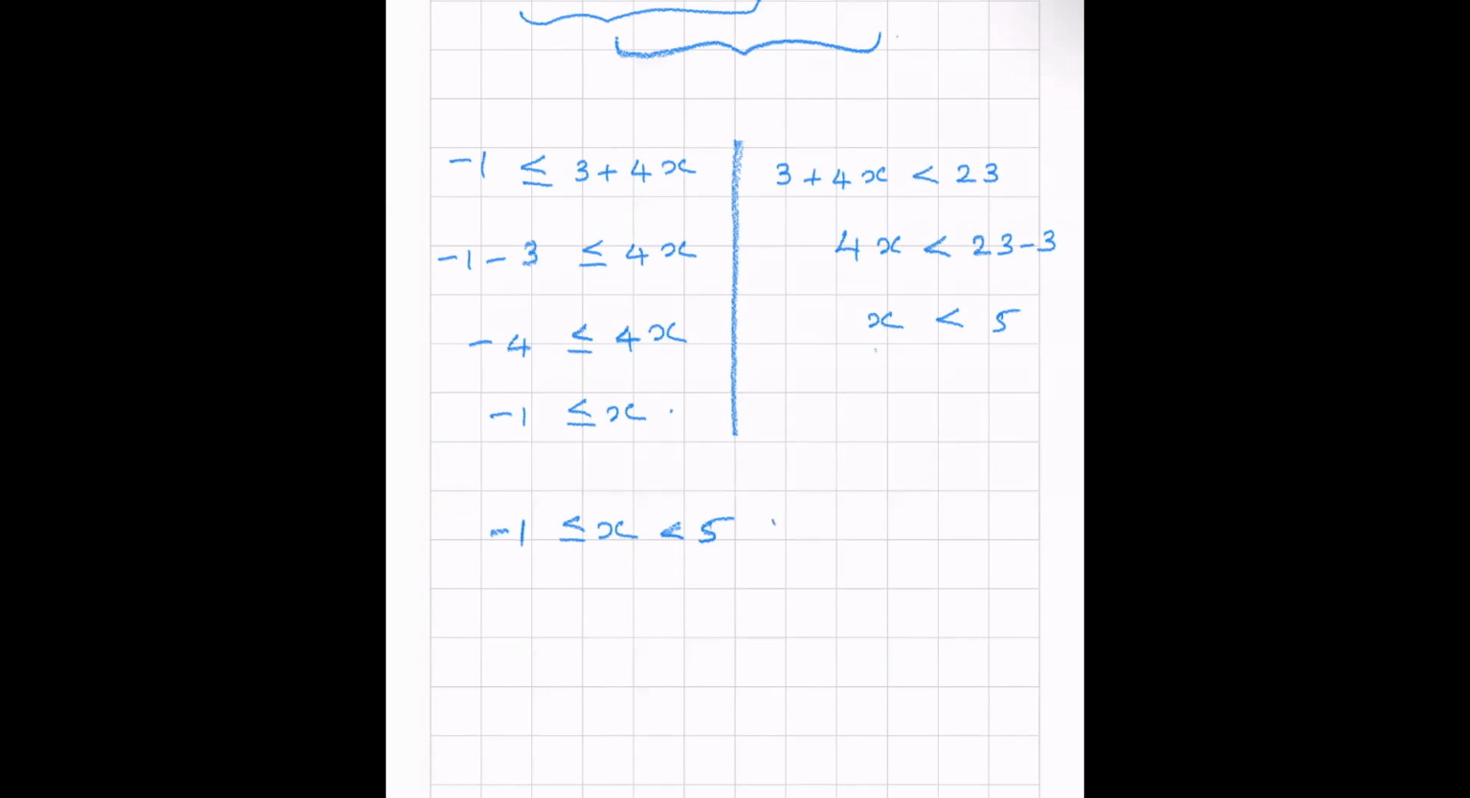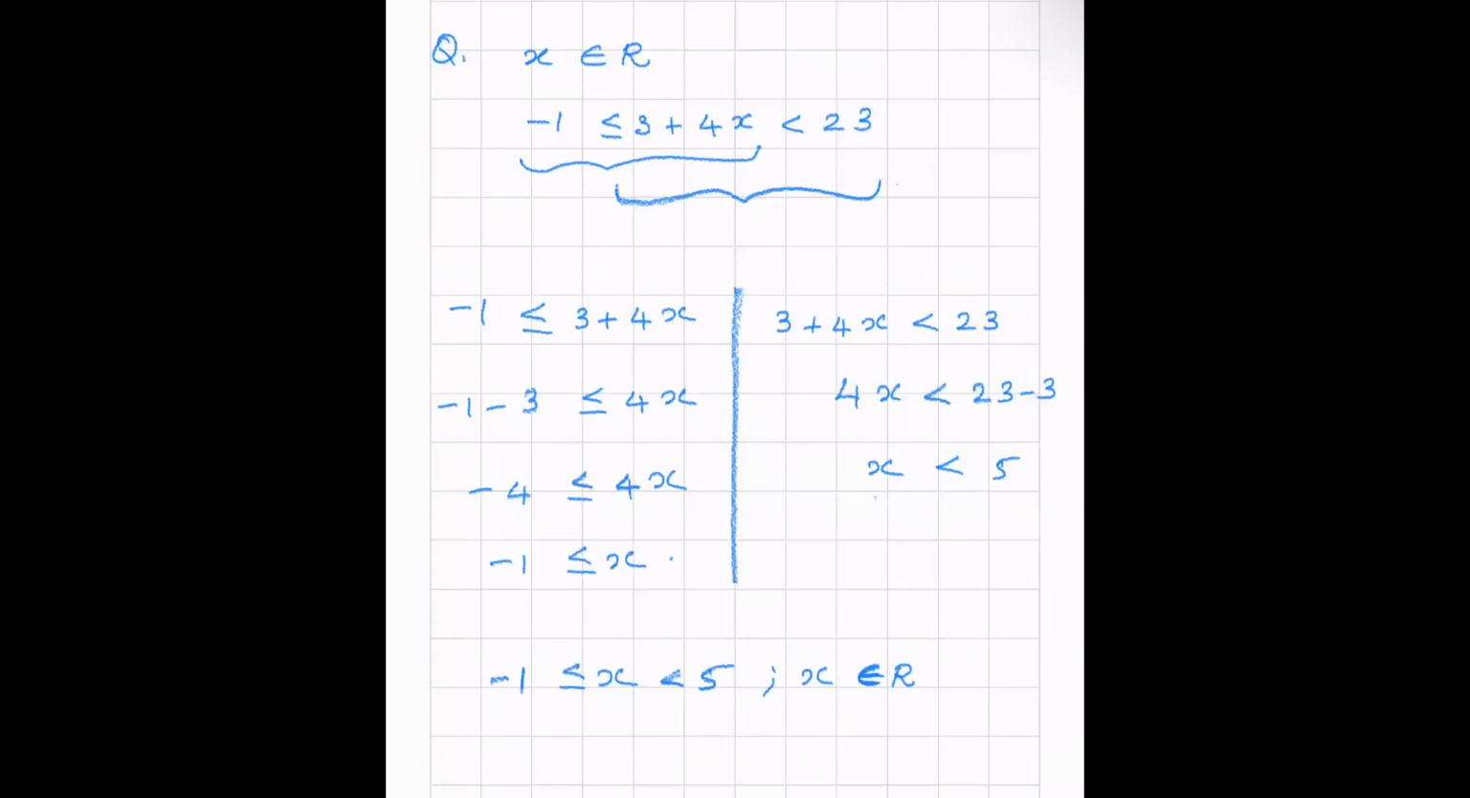By the way, you also need to write x is an element of, or x belongs to, real numbers. Here you have an inequality, and that inequality has two sides. Two sides means two inequality signs. Two inequalities are combined here. Can you see this? Two inequalities are there. These two inequalities you need to solve to get the possible values of x.